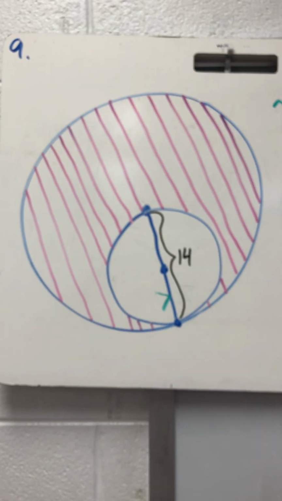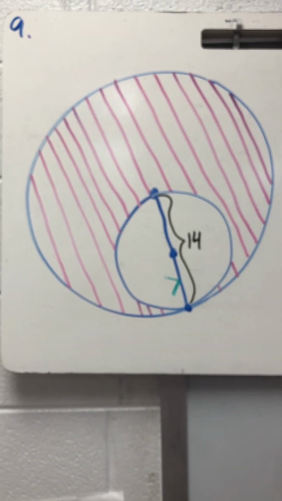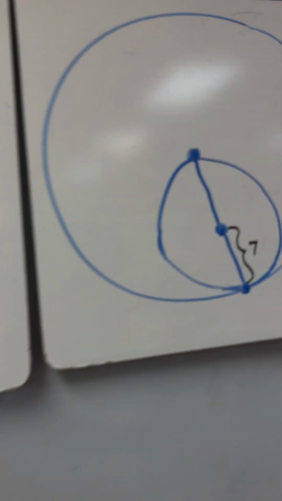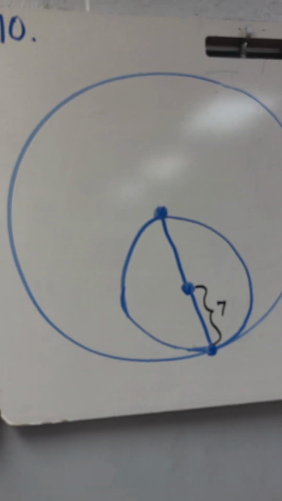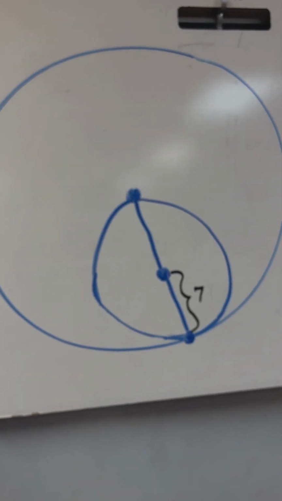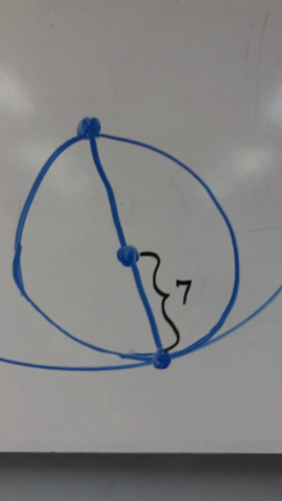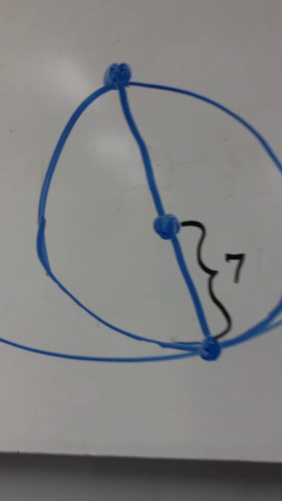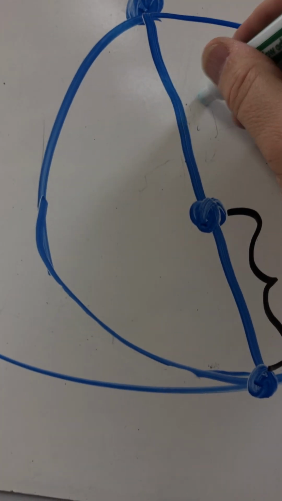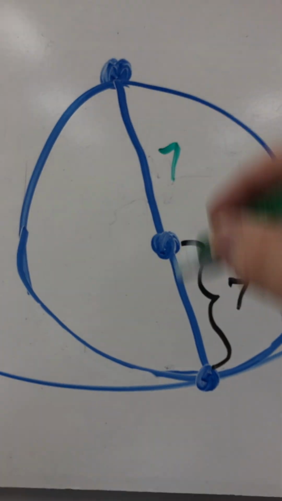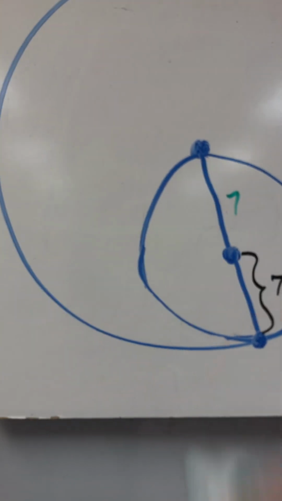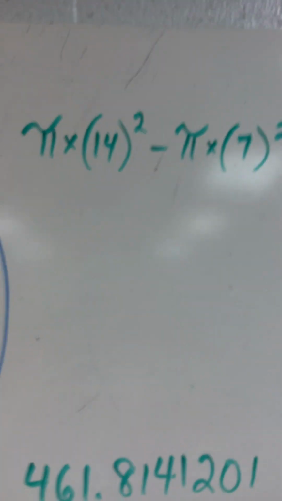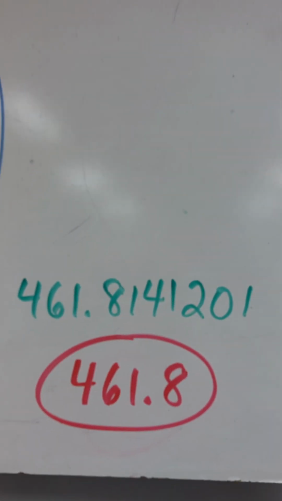Now look here. See how it gave us 14, and in this one, it gives us 7. This is actually the same exact problem, because if this small circle has a radius of 7, that means this here is also 7, making the radius of the big circle 14. So we have the same exact numbers here and the same answer.